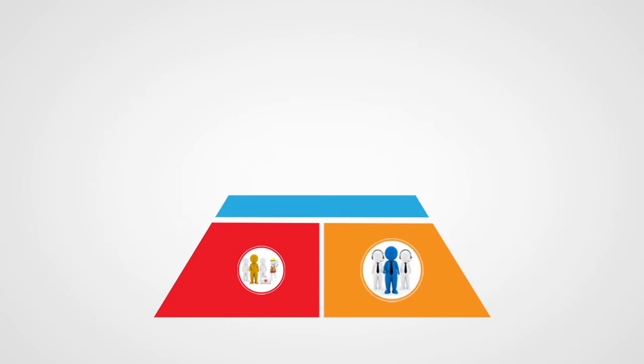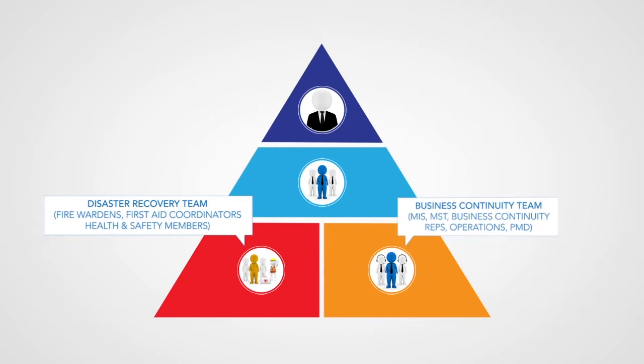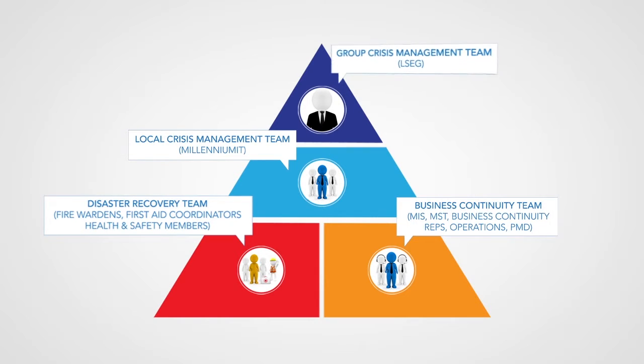In the event of a disaster, the crisis is managed at 3 levels. The crisis management team comprises the disaster recovery and business continuity teams, the local crisis management team, and the London Stock Exchange Group crisis management team. The involvement of each level will depend on the severity of the disaster.